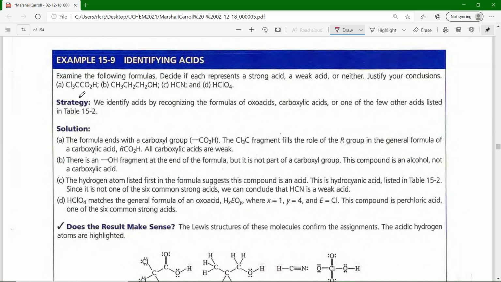So we've got this first one here, which looks like a substituted acetic acid, so this will be a weak acid. The second one here looks like an alcohol, doesn't it? So there's no reason to believe that would be a strong acid, so I'll go with weak acid. HCN, we just looked at that. That's a weak acid. HClO4, that's a strong acid.